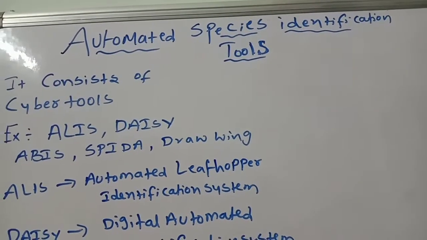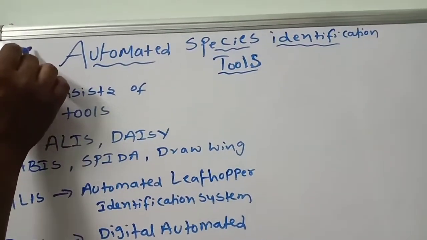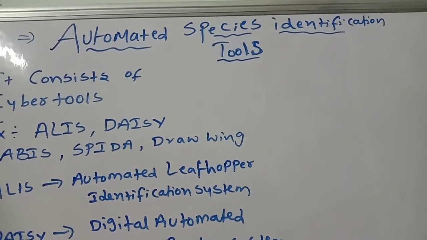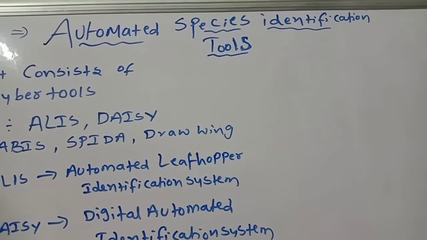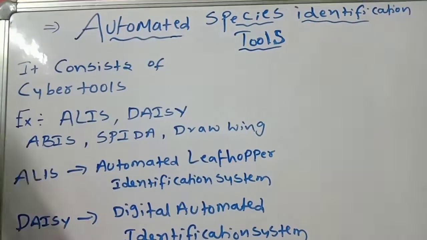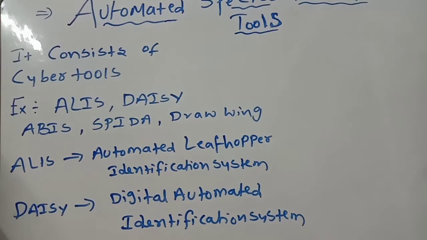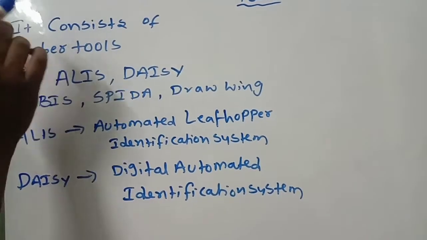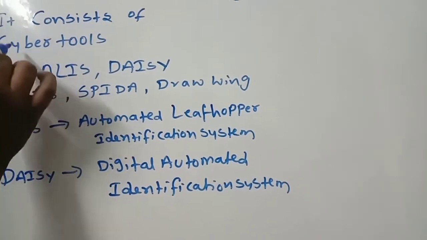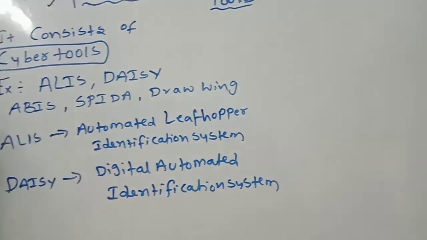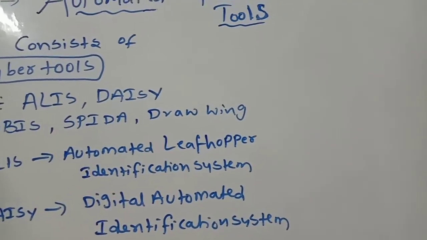Good morning, children. The continuation of our living world chapter. The next content is automated species identification tools. In taxonomy, we are going to discuss some automated species identification tools. These mainly consist of cyber tools. What are called cyber tools?